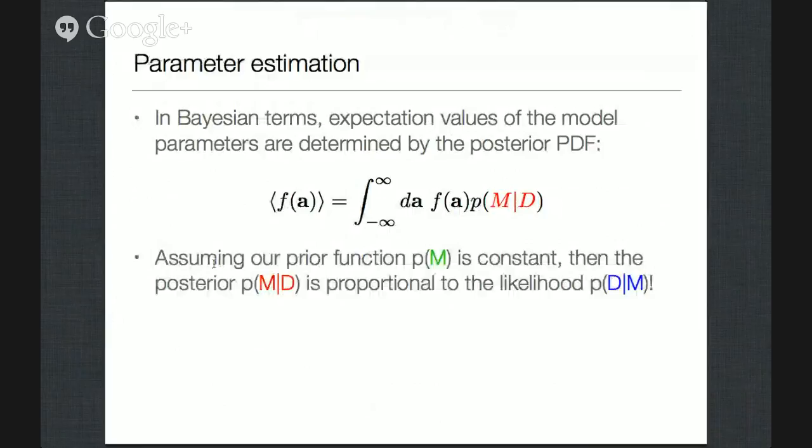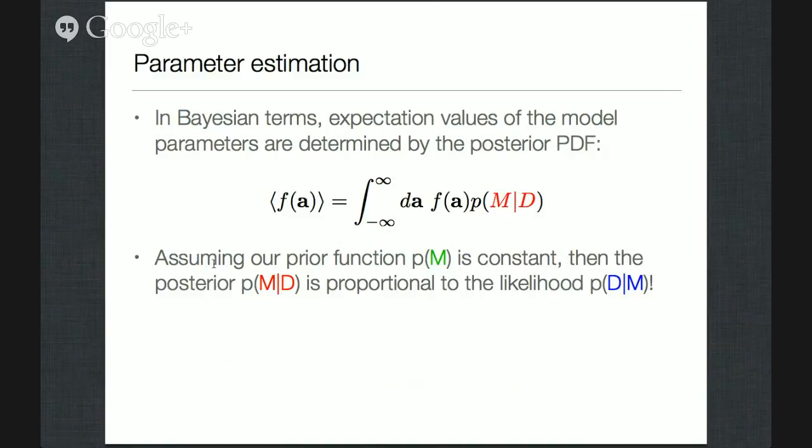In Bayesian terms, we can determine not just the actual best fit point, but all the model parameters, and any expectation values of functions of them, so the mean, the variance, and so forth. They're all determined by this posterior PDF by just integrating over it in this way. And if we don't want to do anything with the prior function for now, we just ignore it, then this function here is just proportional to the likelihood, so this is just equivalent to integrating over e to the minus chi squared. So with no priors or anything like that, this description lines up nicely with the usual frequentist description.